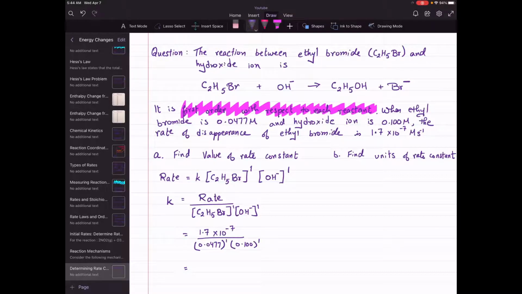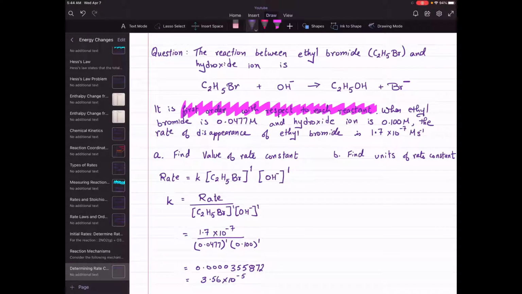Once I plug all of these values into the calculator, I get 0.0000355872. Okay, so that's the value, and I can write it down in proper scientific notation: 3.56 times 10 to the power negative 5. Okay, so that's part A. We have found the value of K. We haven't found the units.